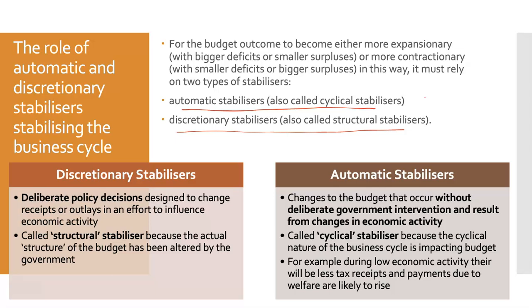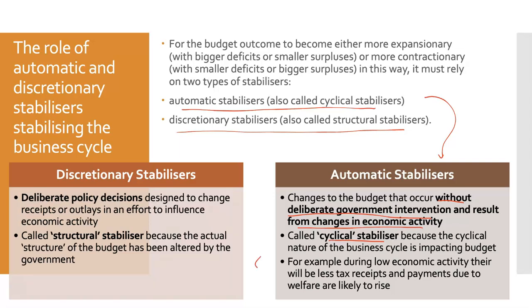What do I mean by an automatic stabilizer? These are changes to the budget that occur without any deliberate government intervention and result in changes in economic activity. So these are things that are happening in the budget that occur automatically that stabilize it. So for example, parts of the budget that will create surpluses in good times and deficits in bad times. We hence call them cyclical stabilizers because the cyclical nature of the business cycle is impacting the budget. It's not a deliberate decision.